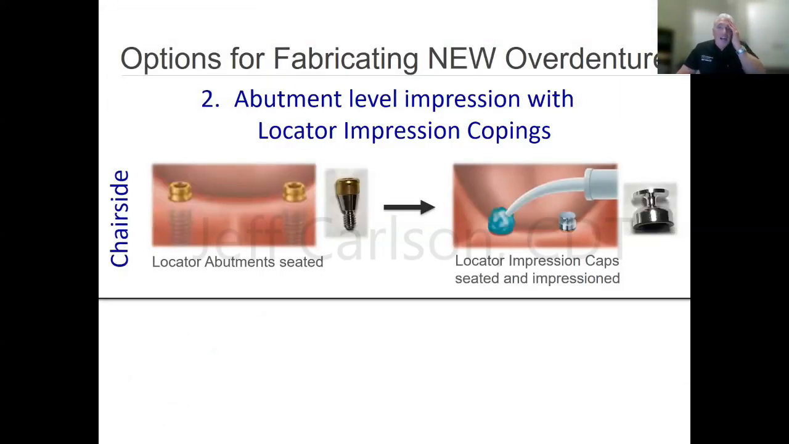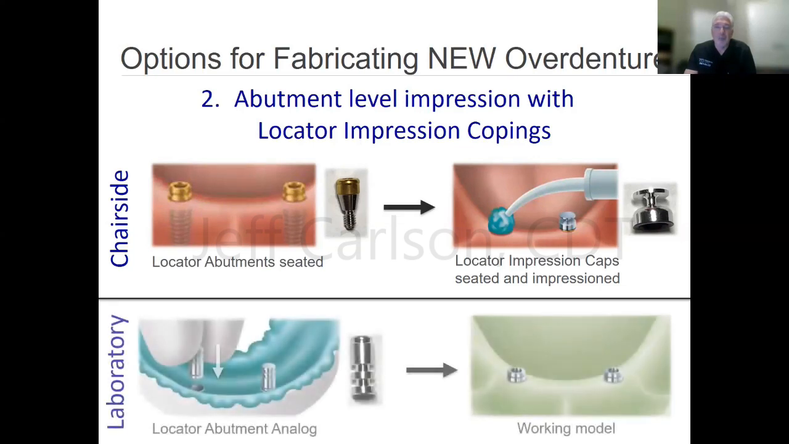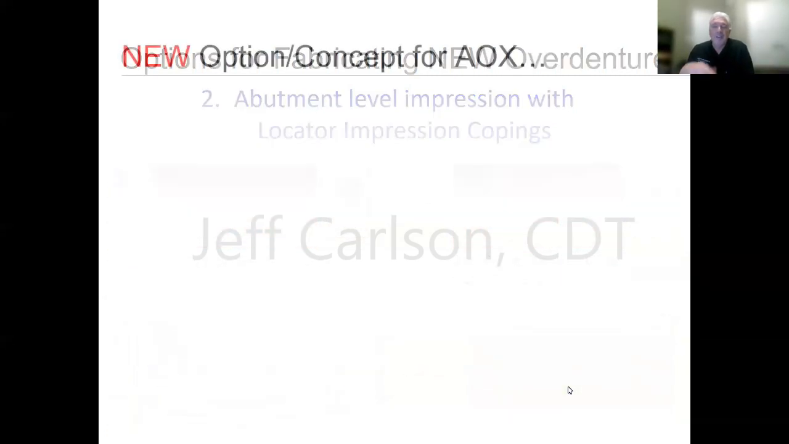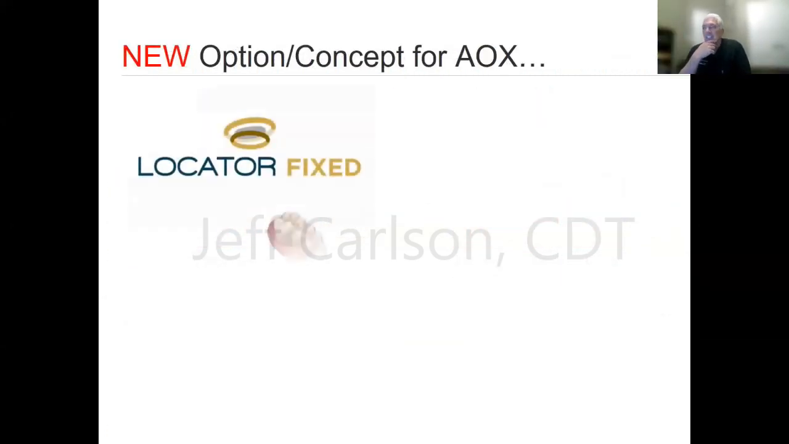And so then now you're going to take the impression. They're just kind of showing it again. The laboratory will get your impression, then they'll drop in analogs that replicate the top of your locator, pour the model or scan the model, and do a digital denture or the conventional denture.